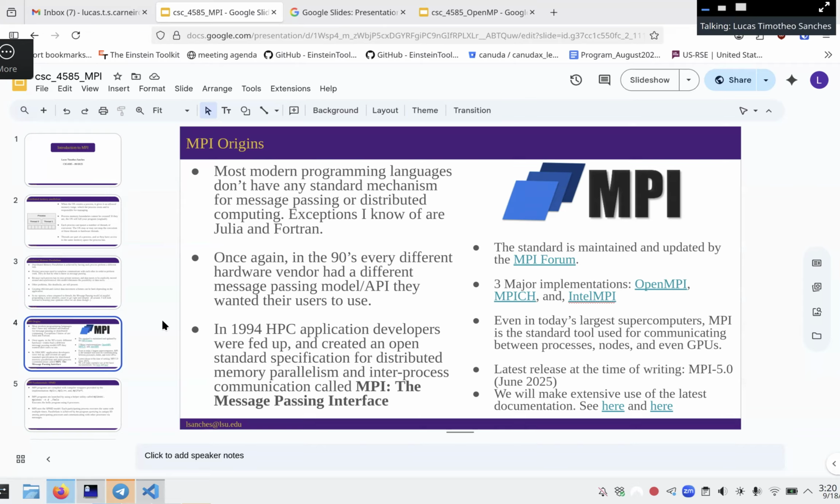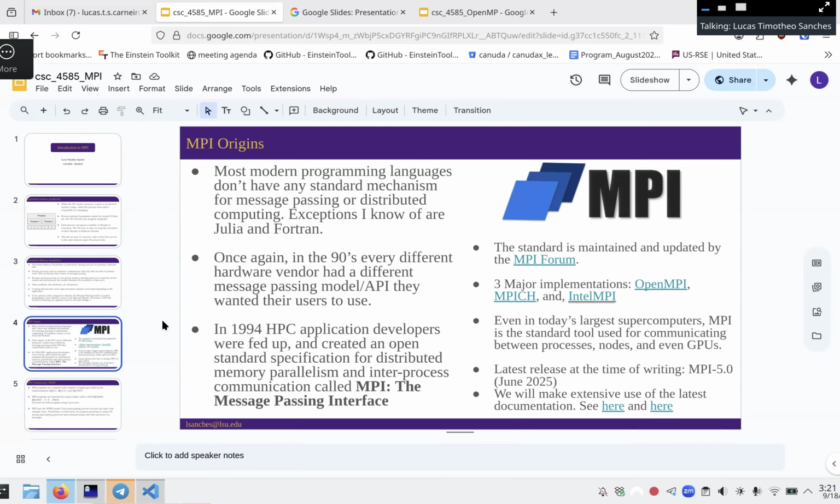The situation is different if you want to do distributed memory parallelism. Most programming languages don't have any kind of facility for doing that. Two exceptions that I know of are Julia and Fortran. They have a facility that allows you to do remote execution. In Julia, for instance, you can say, I want you to spawn this code and run it on a different computer on the network, and then give me a future to the result of this code that I can look up in the future. Things like that.